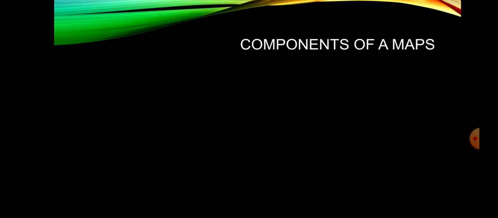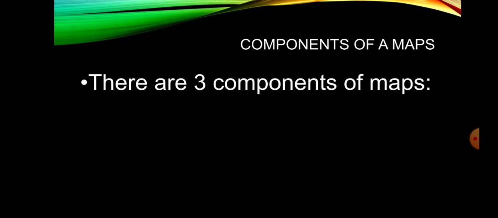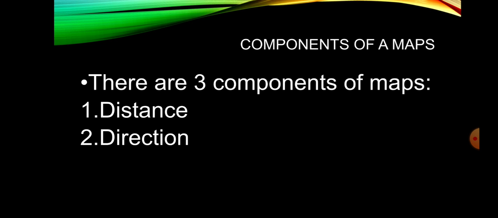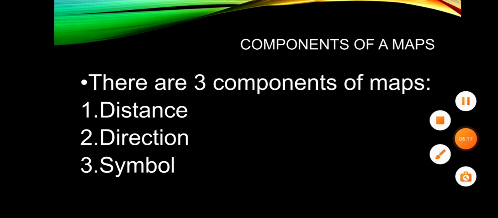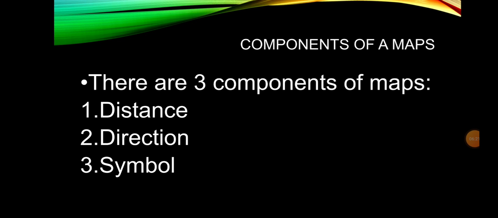Next, components of a map. There are three components of maps. We will study and understand the basic concepts on the map. First is distance, directions, and symbols. First, we will talk about distance.